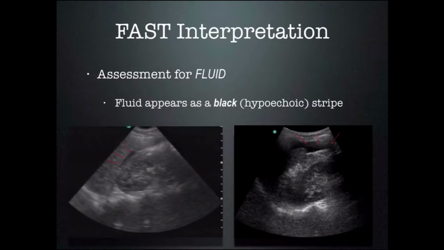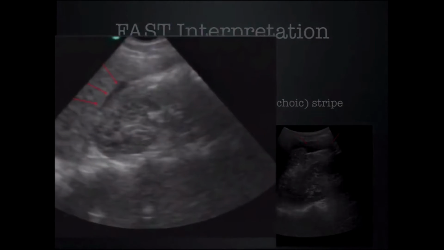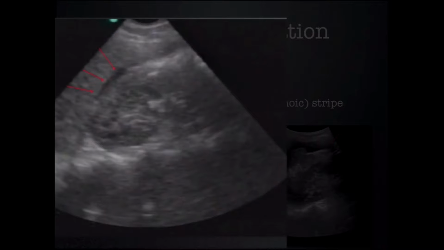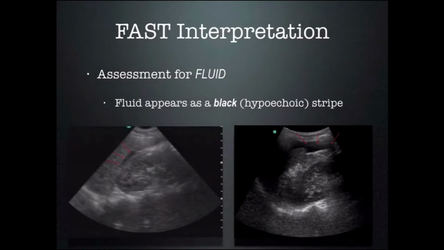So what is our goal in this exam? Our goal is to evaluate for free intra-abdominal fluid. All fluid looks black. We assume that it's blood in the trauma patient because that makes sense clinically, but all fluid is black. The picture on the left is Morrison's pouch, and we see the liver and the kidney, and we see a small black stripe highlighted by the red arrows. This is free fluid in the abdomen. There should not be fluid between the liver and the kidney.